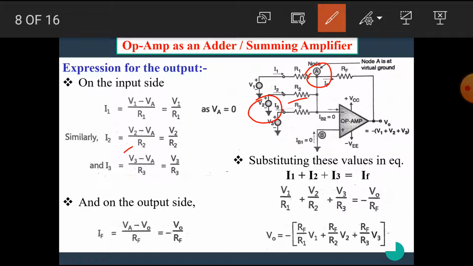V2 minus VA upon R2, but VA equal to 0, hence we get V2 upon R2. Similarly, I3 has the value V3 minus VA upon R3. But VA equal to 0, hence we get V3 upon R3. Therefore, we get the values of I1 as V1 upon R1, I2 has the value V2 upon R2, and I3 has the value V3 upon R3.